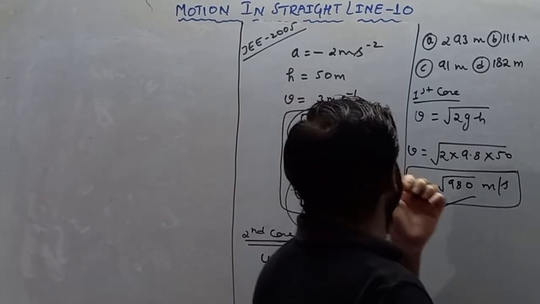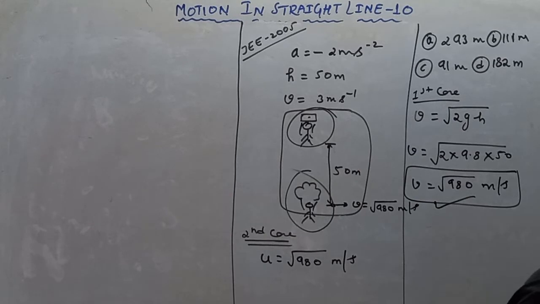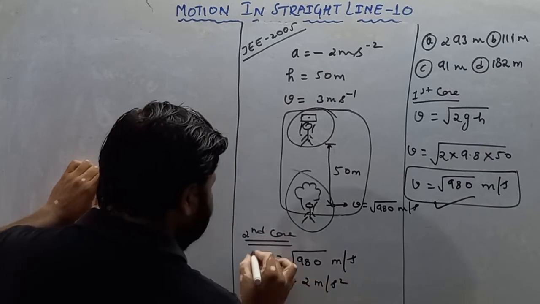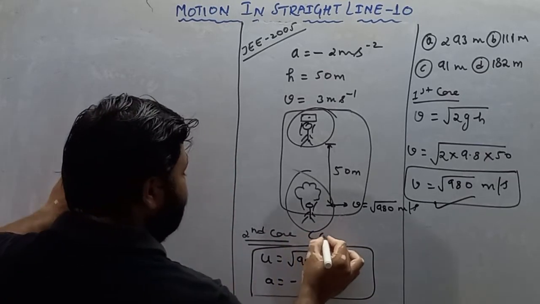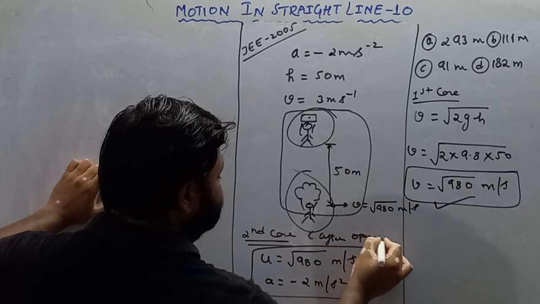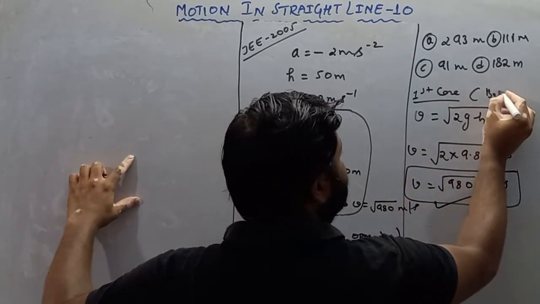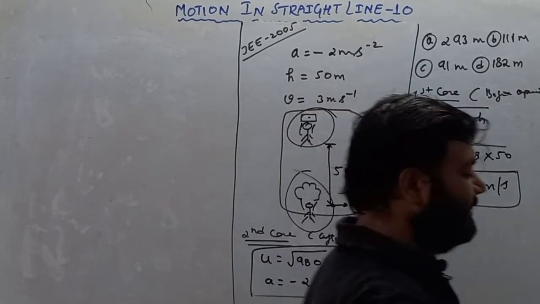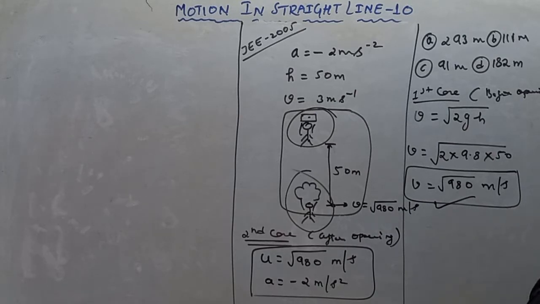Now they are saying his deceleration is 2.5, I guess, yes, the deceleration is 2 meter per second square after opening the parachute. This is the condition after opening, and this is the condition before opening the parachute. So my dear student, they are asking at what height he bailed out. So you have to find the height.